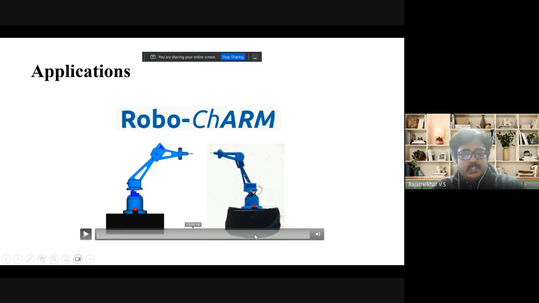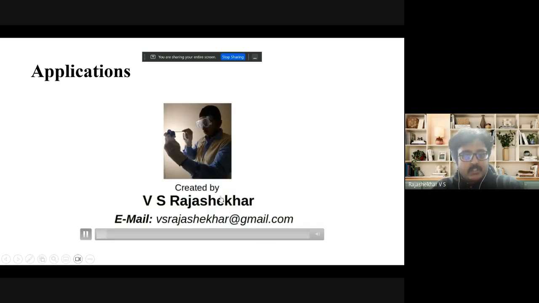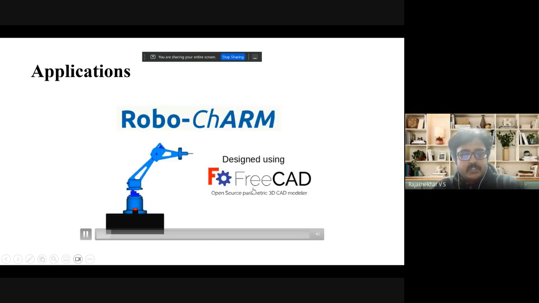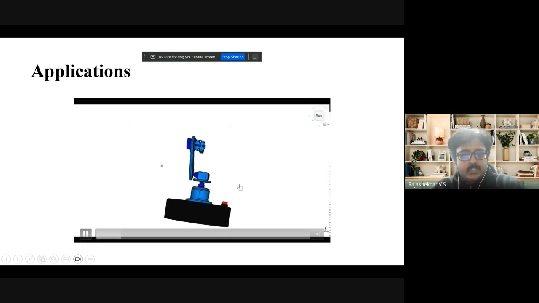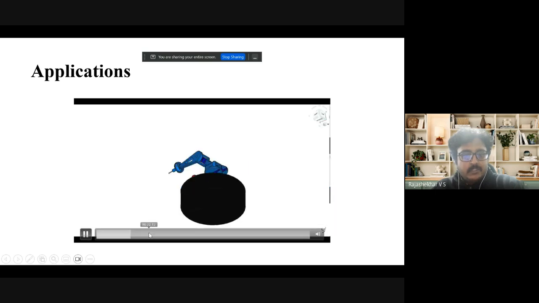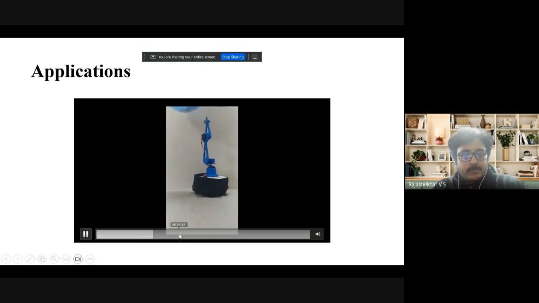This is another robot which I created for educational purposes. This is the CAD model and this is the real robot. It was created using a CAD software called FreeCAD. The CAD model was made and it was 3D printed using an Ender 3 3D printer, and it has the capacity to do benchtop operations and for learning purposes.